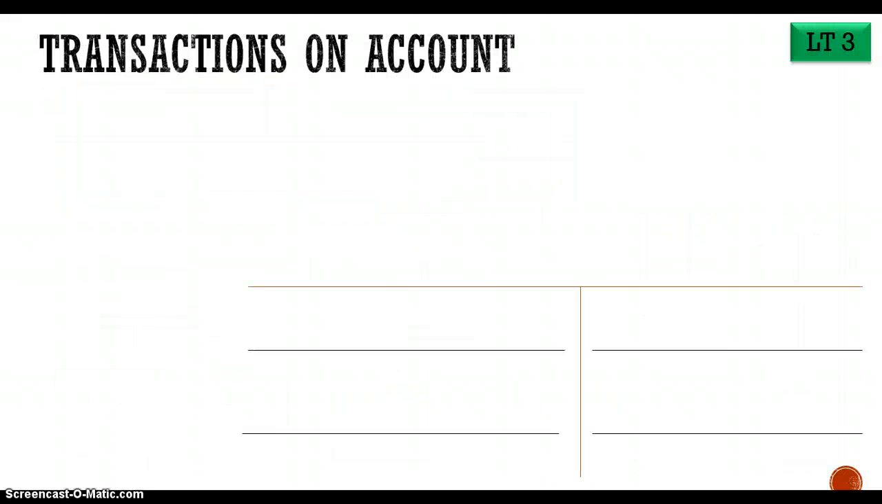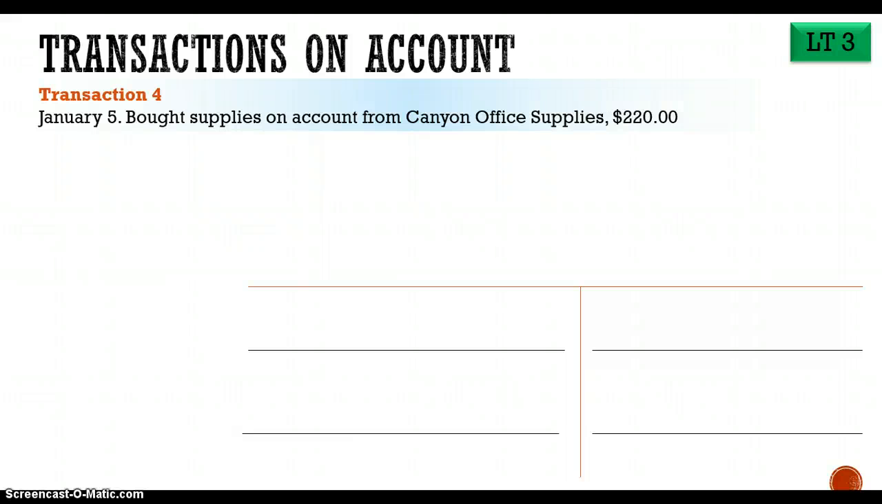Paying on account. By buying on account, it means that you receive the goods now, but you actually pay for them later. So what we need to do is add the accounts payable to the equation. If you owe money to Canyon Office Supplies, it appears under liabilities because, again, you owe the money. This appears on the right side of the transaction.